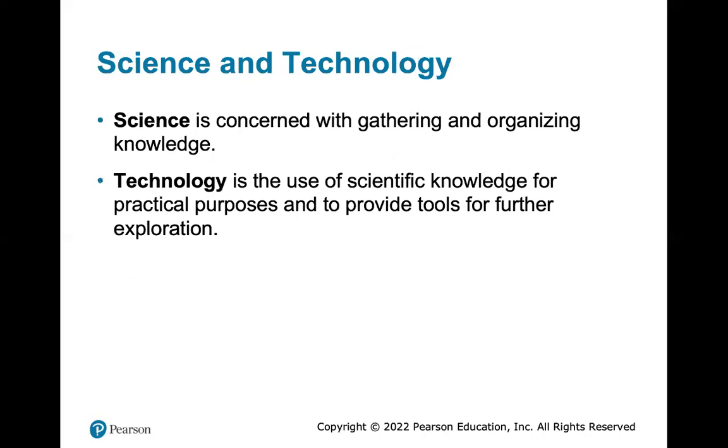Okay, let's move on. Science and technology. Science is concerned with gathering and organizing knowledge. Technology is the use of scientific knowledge for practical purposes and to provide tools for further exploration. To me, technology is applied science. Pure science is just finding out about stuff. Technology is applying that new stuff that we've learned in our pursuit of science.